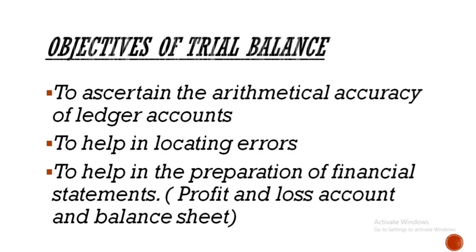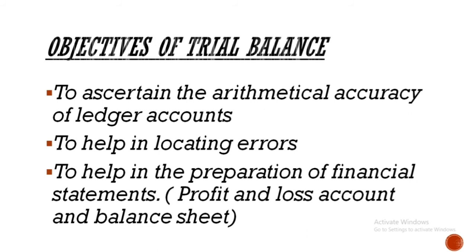Okay, then move to the objectives of trial balance. The first objective of trial balance is to ascertain the arithmetical accuracy of ledger accounts. Okay, here it says that the purpose of preparing the trial balance is to ascertain whether all debits and credits are properly recorded in the ledger or not, and that all accounts have been correctly balanced. As a summary of the ledger, it is a list of the accounts and their balances.